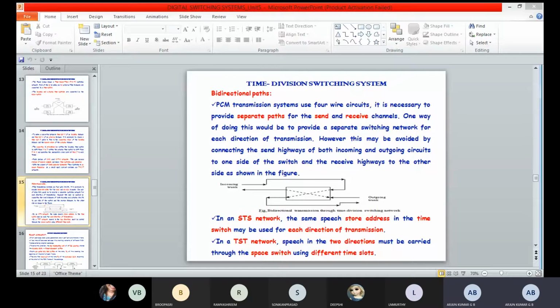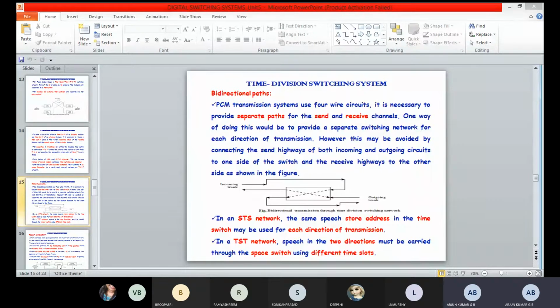One way is to provide a separate switching network for each direction of transmission. Similarly, this may be avoided by connecting the sending highway of both incoming and outgoing circuits to one side of the switch and the receive highway to the other side of the circuit. That is shown here. You can see there are incoming and outgoing trunks, so there is a bidirectional path.